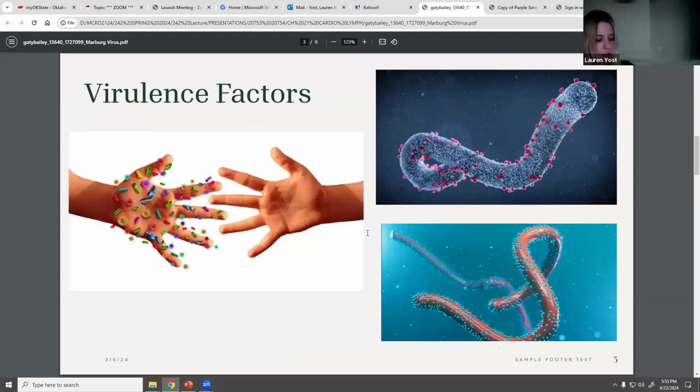So, virulence factors. The Marburg virus disease is highly virulent with a fatality rate of up to 88% or higher, and has the potential to cause epidemics throughout Africa. It is a filamentous virus with an envelope and is single-stranded. Since it is classified as risk group 4, it requires extreme barrier protection measures for laboratory personnel and those that are caring for infected patients and deceased bodies.